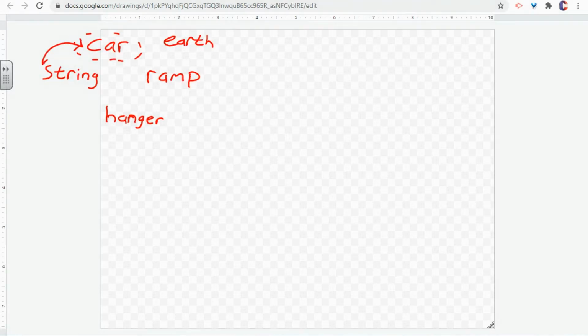So the first step in drawing the free body diagram is drawing this. We know that the string is directly in contact with the car. That supplies a tension force. We know that the ramp is in contact with the car. That supplies a normal force.